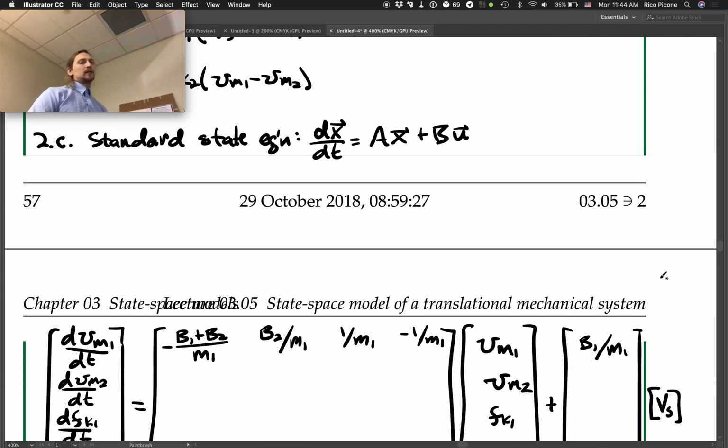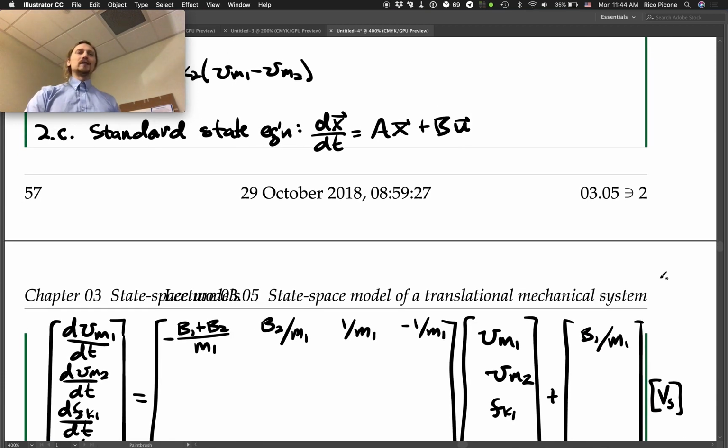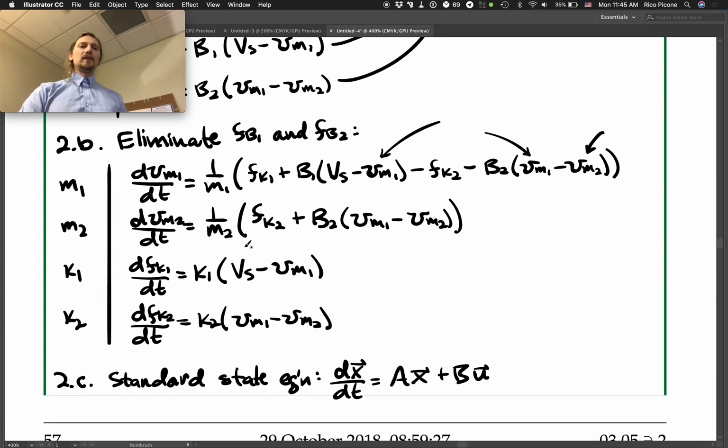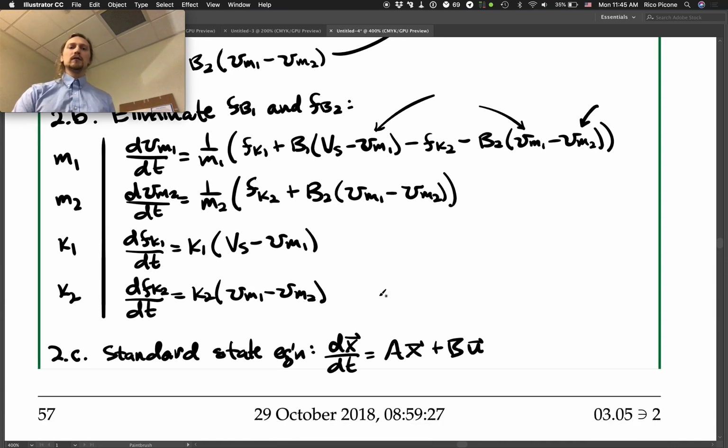All right. So that was the longest one. The other ones are going to have more zeros in them. So let's see. dVm2 dt is equal to, so we've got Vm1 shows up, so we've got b2 over m2.